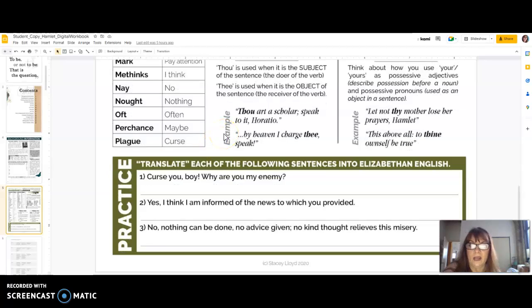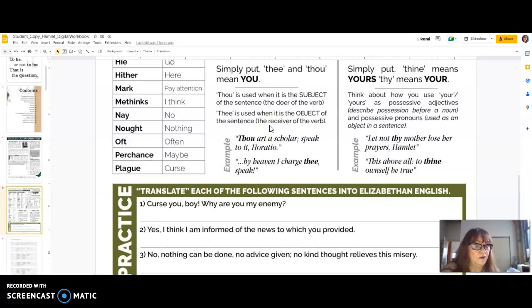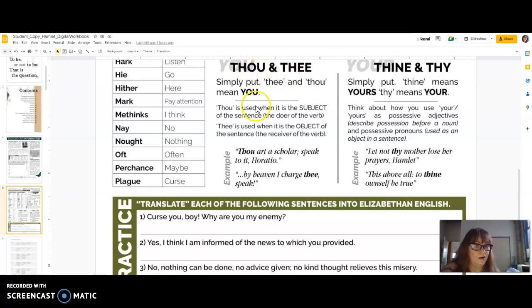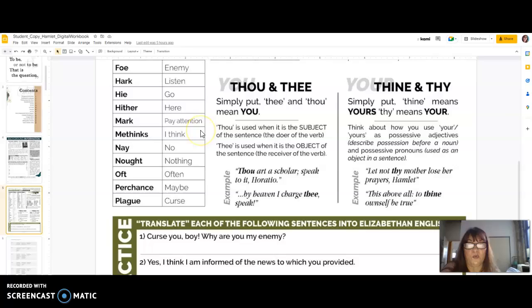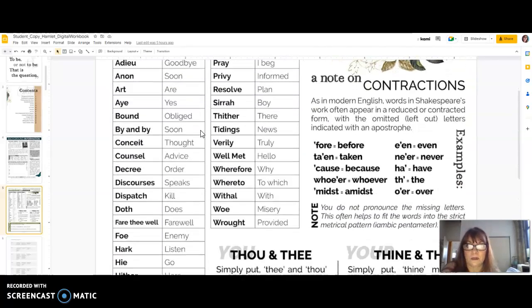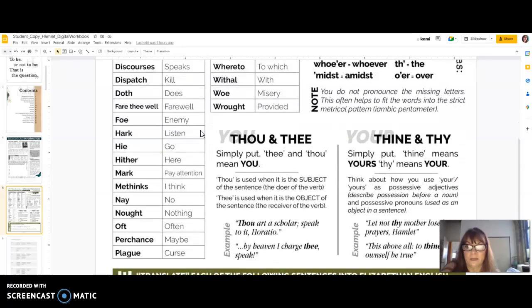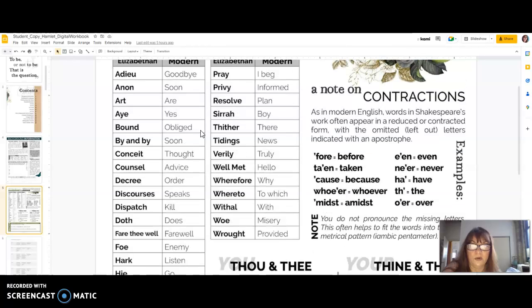"Curse you, boy. Why are you my enemy?" You are going to take that and go up here and find the word curse. So plague, you're going to say plague. Are we going to say you though? No, we're not. We're going to say thou or thee. Plague thee. Is boy up here? I don't see boy up here. Okay, so I guess you're just going to say boy. Oh no, here it is.